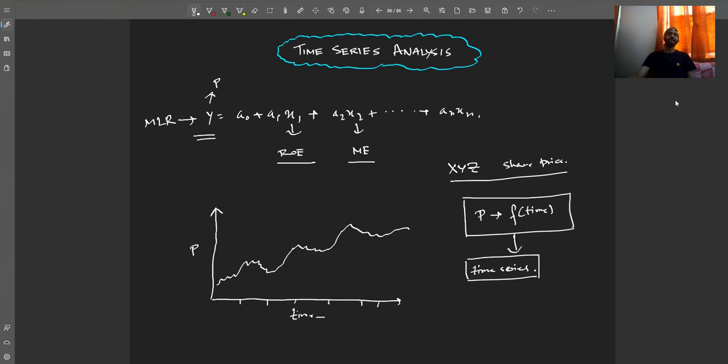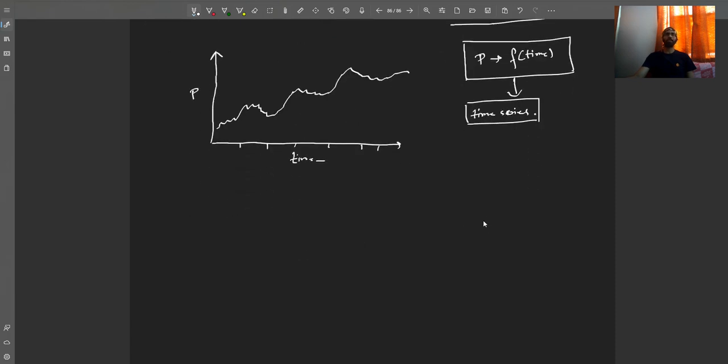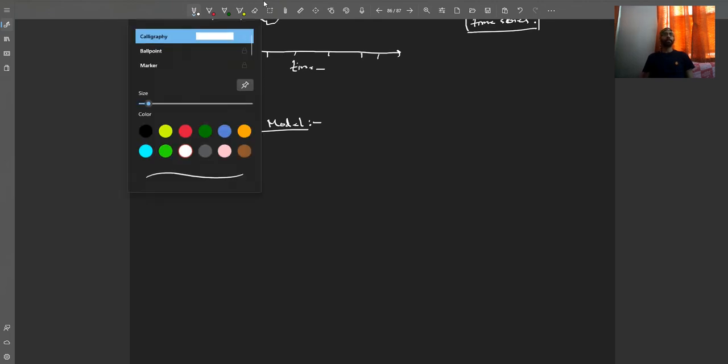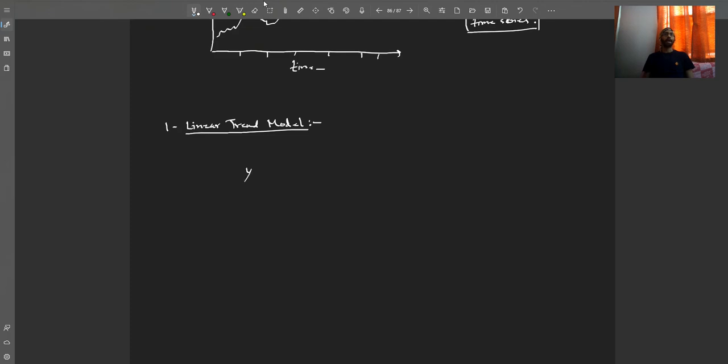Now, time series can be represented in multiple ways. Let us take two basic examples. The first kind of model that we'll discuss is the linear trend model. How does it look like? Basically, this is very similar to a linear regression model, friends. Here, the dependent variable y is dependent linearly on time. That is, y is equal to b0 plus b1 multiplied by time period plus, let's say, some error.